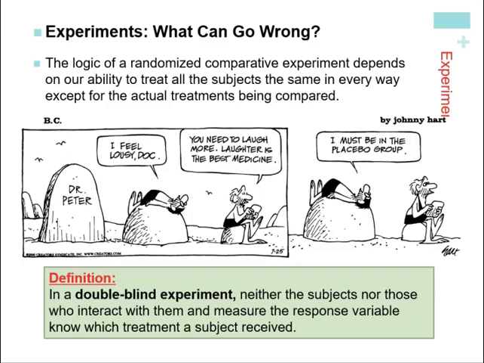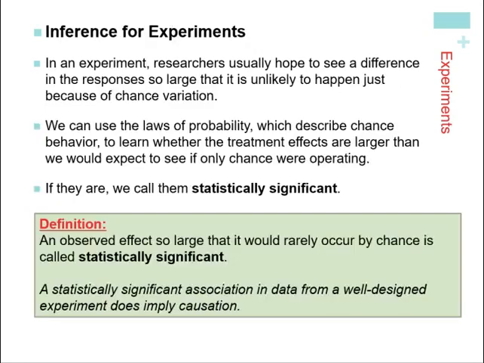And then the researchers that are going to be talking to them and measuring results, they don't know whether that person is receiving real aspirin or a placebo. All right. And so what we are looking for is we want to see a large enough difference that there's no way it could just happen by chance. And that is what we call statistically significant.